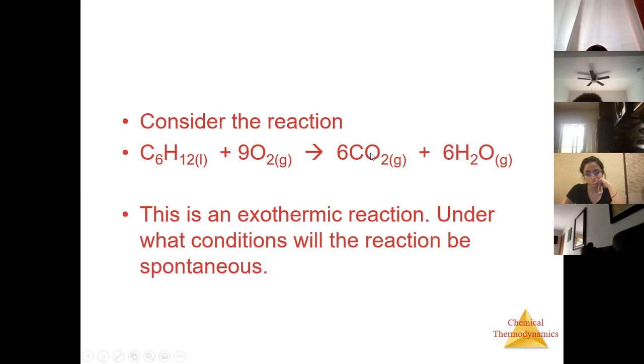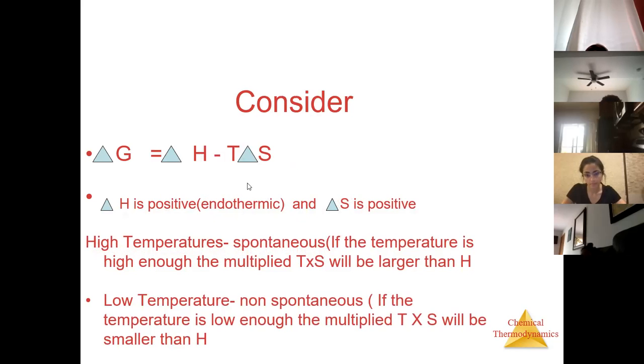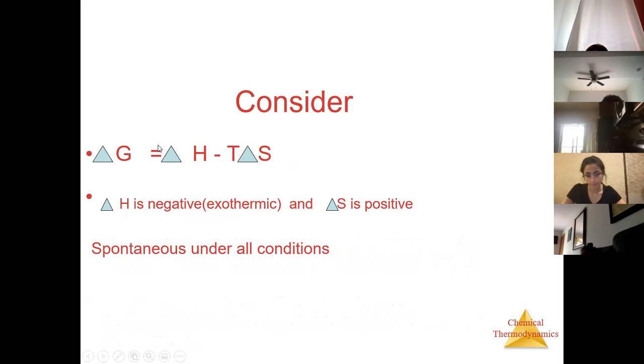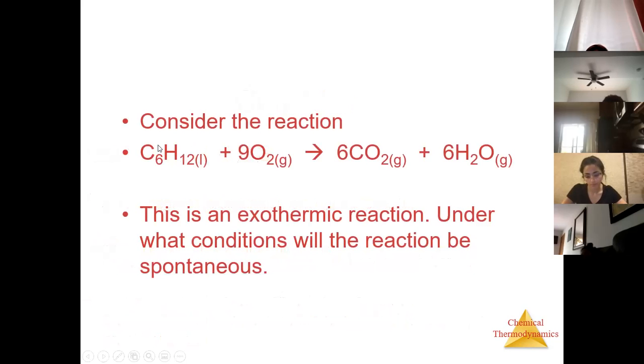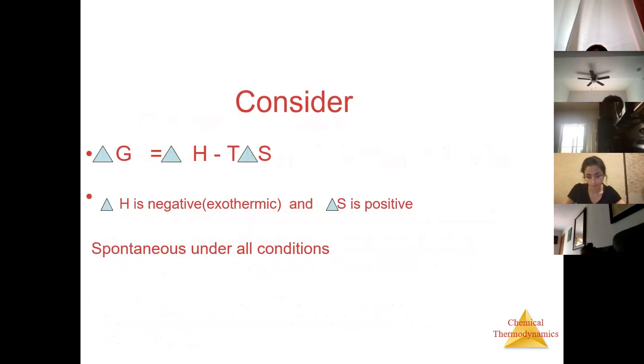What is happening with my delta S? Is my delta S increasing or decreasing? Again, do I have more kids in the party or less? What do I have more control over? It's increasing. My delta S is increasing. So my delta S is positive and delta H is negative, so the delta G is going to be negative. Delta G is going to be negative, it's going to be spontaneous under all conditions.